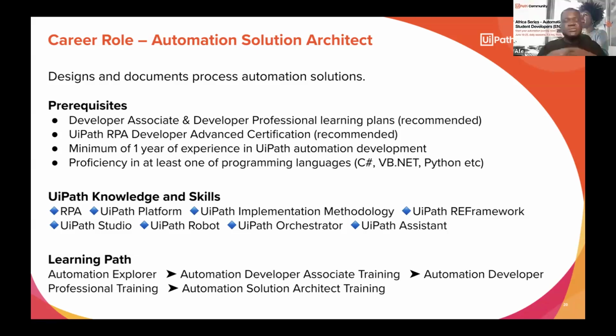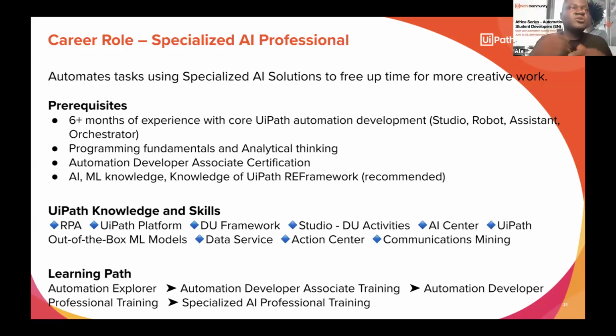Okay. Then next is the specialized AI professional. So there are automation developers who are much more interested in cooking out AI solutions, like we said, AI-powered automations for their organizations or for their clients. So these guys automate tasks using specialized AI solutions in order to free up more time for creative work. And for these, you need to have at least 6 months of experience with core automation development, and then some other prerequisites, as you can see on the screen. And it means you need to also take the specialized AI professional training on Studio, and some of these other UiPath knowledge and skills you need to have.